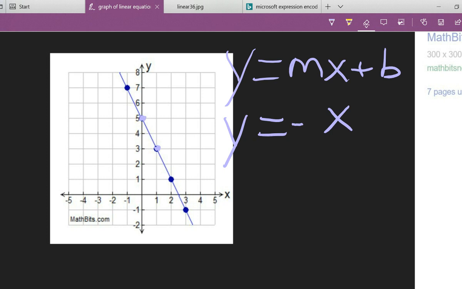But some kids, even if it was a positive line like this, like to go down and to the left, which is still positive. Down and left both make a positive because you're going down, which is negative, and left, which is negative. And a negative divided by a negative is a positive. Having said that, we're going to go from this point to this point. We're going to go down 2 over 1.